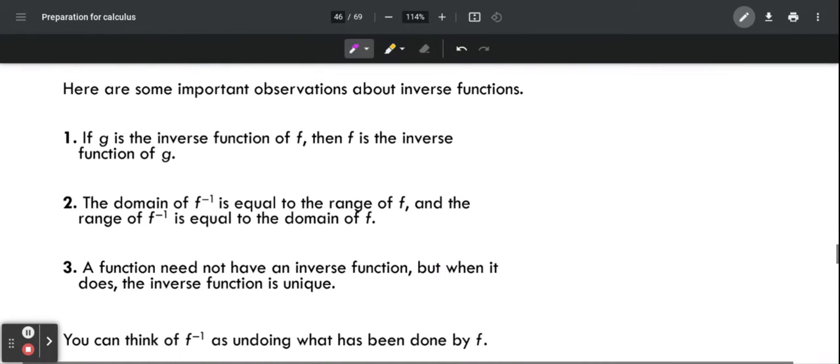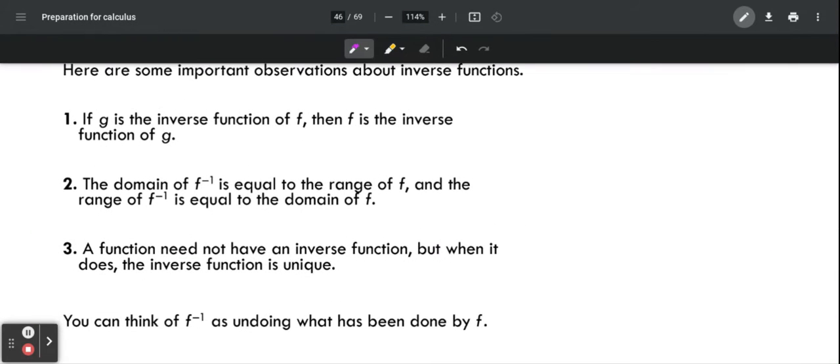So a few important things about inverse functions. If g is the inverse of f, then f is the inverse of g. So you won't have one being the inverse of another and then not have it reciprocated. The domain of the inverse, so this is something to keep in mind. If you want the domain of the inverse function, sometimes the easiest way to find the domain of the inverse is to go back to your original function and determine what the range of the original function is.